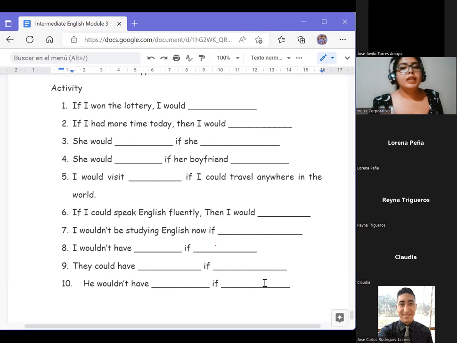Tenemos unas que están muy incompletas, que ahí sí tenemos que darle más información, como lo es la número 3, 4, 8, 9 y 10. Ahí sí tenemos que completarlas, ¿verdad? Con más información. Pero la 1, la 2, la 5, la 6 y la 7 están bastante completas.